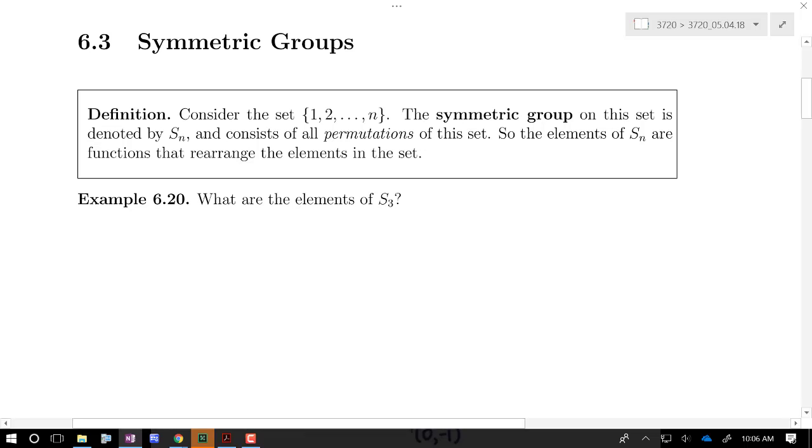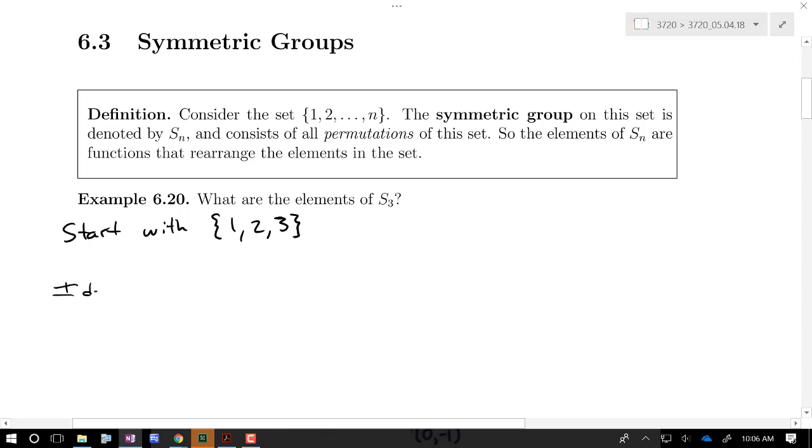So what we do is we consider the set that has n elements, and we look at all the ways we could permute those. So let's just start by examining S3. So we'll start with the set 1, 2, 3. Now this itself is not the group. The group is going to be all the ways we could permute these.